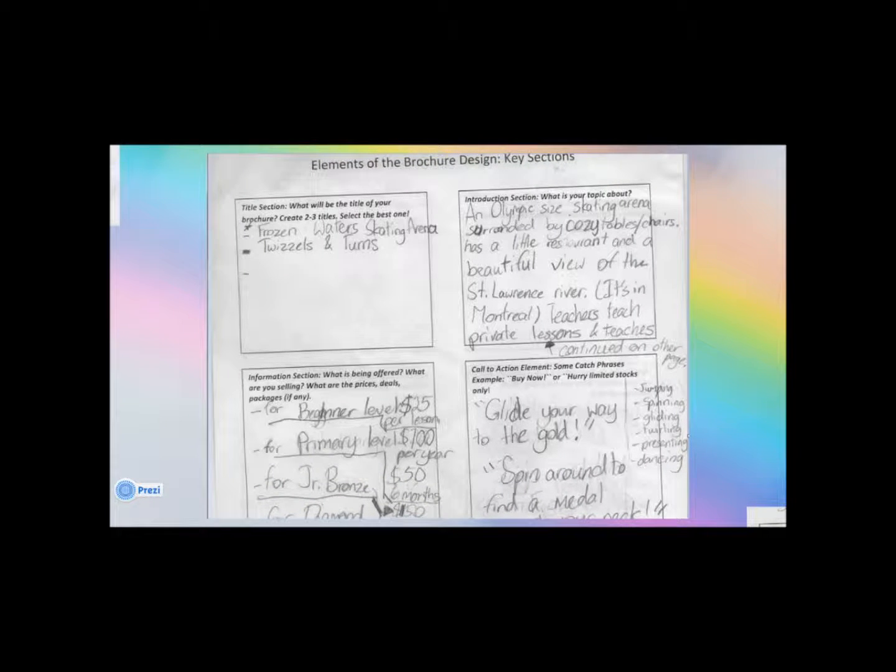Once students had their idea, the next step was to begin the writing process and to think carefully in what they would include in their brochure. To help students with this process, they received another graphic organizer that was broken into a number of sections. They were the title, introduction, and information sections. Also, there were catchphrases that could be included throughout the brochure, and contact information.